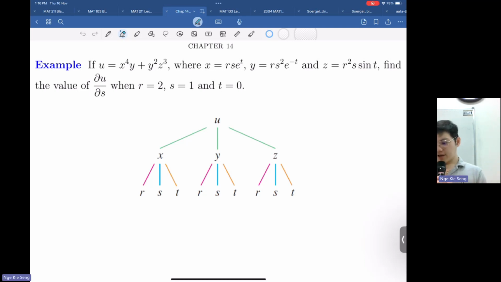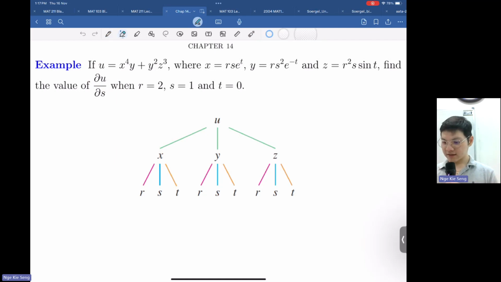Okay, we already have the formula. So del u, del s. How many paths do you have to go from u to x? Three, right? So you can go through ux, uxs, uys, and uzx. Each path here represents a partial derivative.